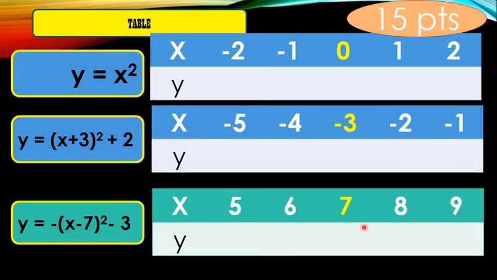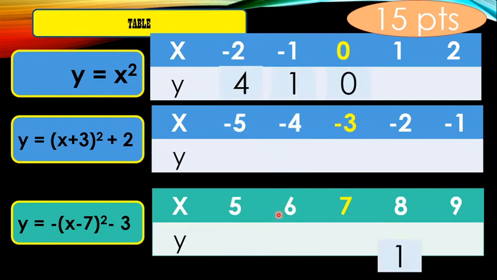So, I have here a table which you're going to complete using these values. Remember, in creating a table of values, you are going to consider the value of h of our quadratic function. The value of h here is 0 because we don't have any number for h here. Next, the value of h here is negative 3. Next, the value of h here is positive 7. After you determine the value of h, put it in the middle of the table, then write down all numbers to the right and all numbers to the left of this number. That's how you assign a value for x.